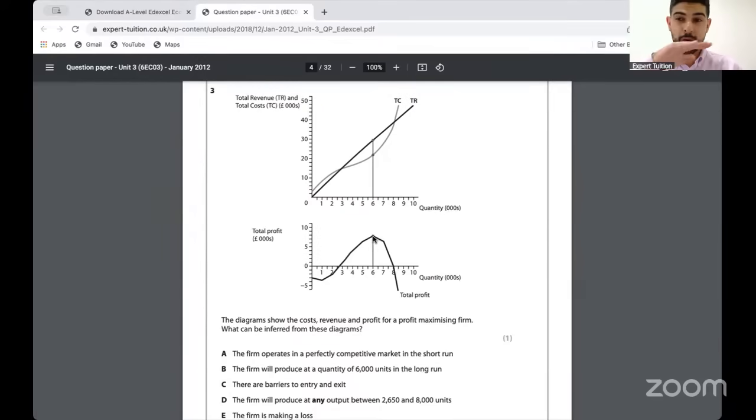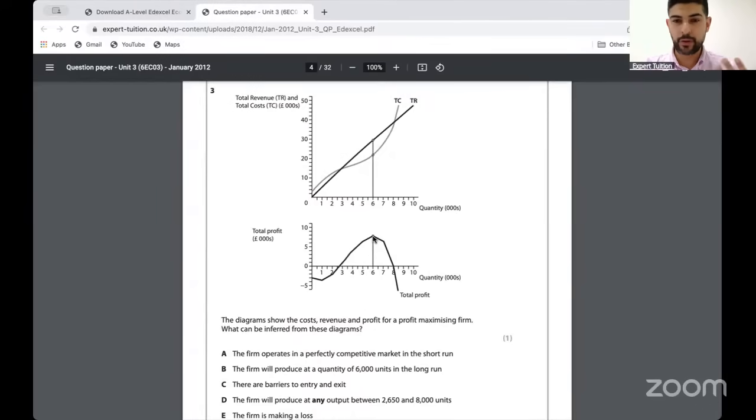Normal profit on that diagram, by the way, would be zero, yeah? And can they make normal profit? So can they make, sorry, supernormal profit in the long run in perfect competition? No, they can't. They can only ever make normal profit. And so the fact that they're making supernormal profit and that we know it's perfect competition instantly recognizes the fact that it must be A. It must be the short run and it must be perfect competition.